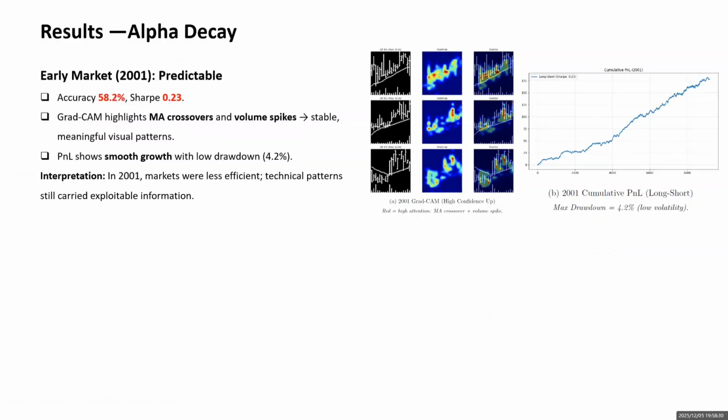However, the most insightful part of our study is the alpha decay, where we compare the model's performance in 2001 versus 2019. In 2001, the model performs well. Accuracy is 55%, Sharpe is 0.23, and the Grad-CAM highlights clear MA crossovers and volume spikes. And the P&L curve shows a smooth upward trend with very low drawdown.